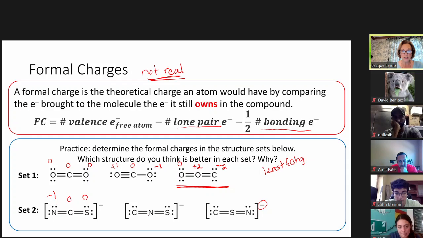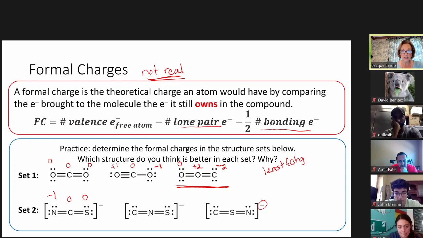So when you have more than one possible way of arranging atoms or arranging the double bonds between the atoms, you can use formal charge for figuring out which is the best way to do it. Which brings us to resonance forms.